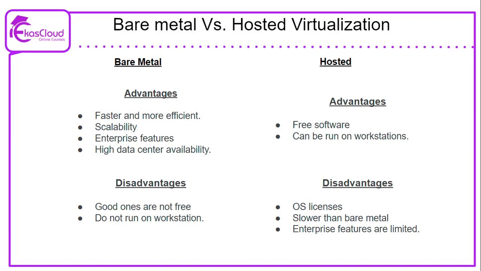As we can see, bare metal is faster and more efficient compared to hosted type virtualization. Bare metal is more scalable and it comes with enterprise features, where you have to run production-enabled systems, like security and those kinds of features are available in bare metal. And there is higher data center availability, meaning most data centers run bare metal type virtualization. The disadvantage is that they are not free and you cannot run them on workstations. So they are mostly for production and enterprises.